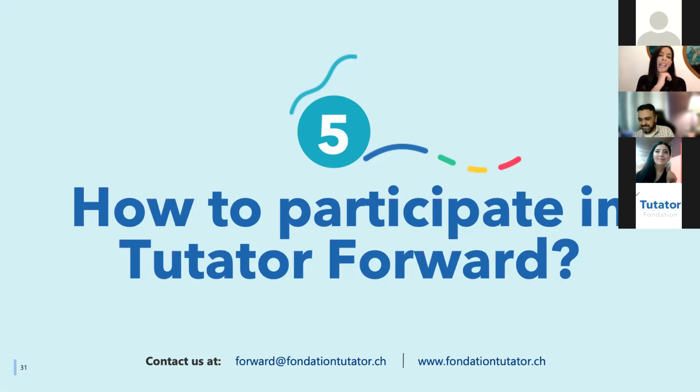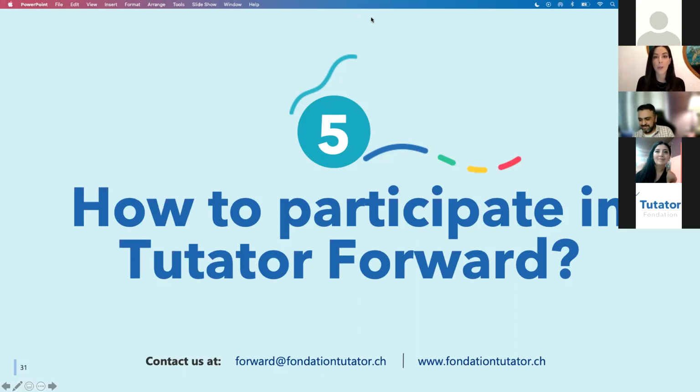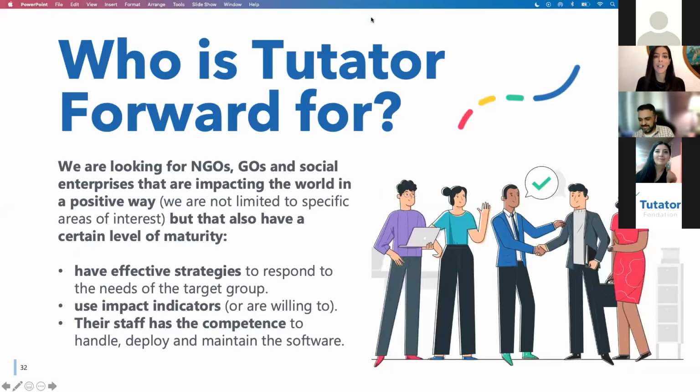So, okay, now that we have you all excited about the Forward Grant Program, hopefully, let's talk about how to apply. But first, I want to make sure that you all understand that this program is not for everyone. Our program is for organizations that work to generate positive impact in the areas of human rights, civil society, or environment. It is not limited geographically or to specific areas of interest. So if you're working on education, on justice, on gender equality, or any other topic, you can apply.